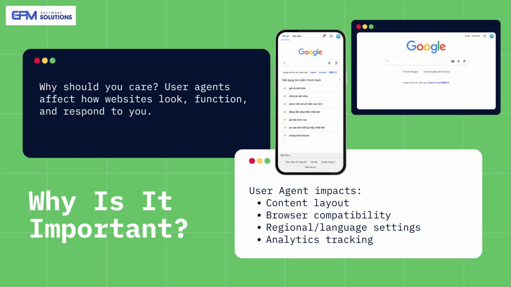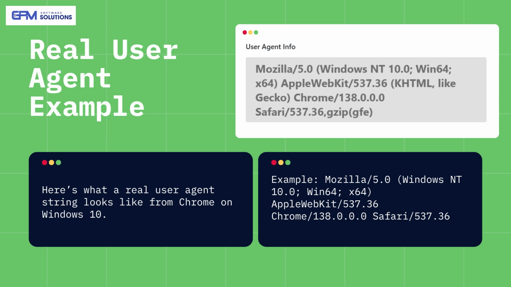Here's how a user agent can impact your online experience. It influences content layout, determines browser compatibility, sets regional or language preferences, enables analytics tracking. Here's what a real user agent string looks like from Chrome on Windows 10.